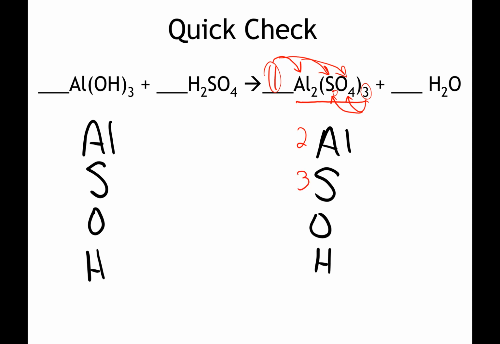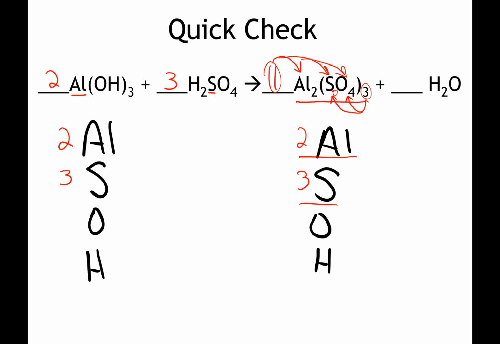So if I do those first 2 elements, then I'm ready to go on to my next step, which is to balance out my metals. I have 2 aluminums on my product side, which means I need to have 2 aluminums on my reactant side. Right now, I only have 1, so I'm going to put a 2 in front of it to multiply. I'm going to look at my sulfurs. I have 3 on my product side. I need 3 on my reactant side, so I'll put a 3 in front of that substance.